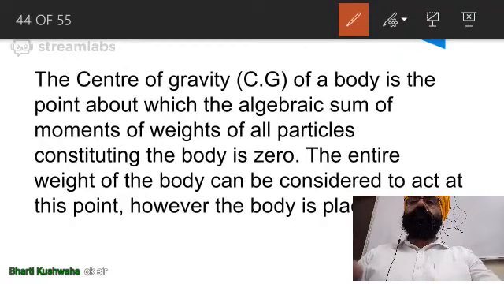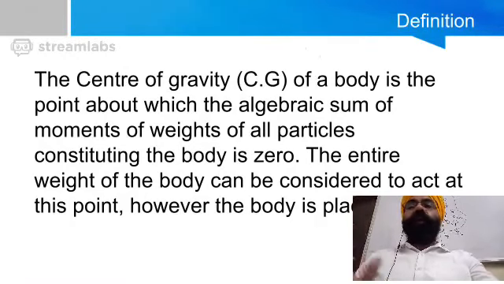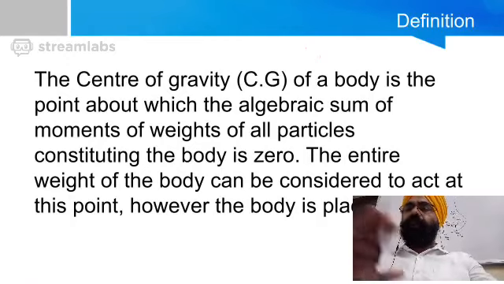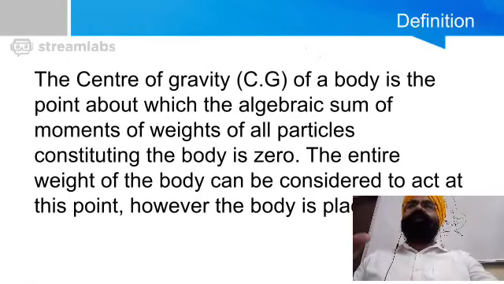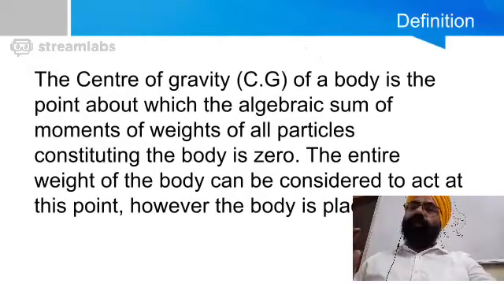So the center of gravity of a body is the point about which the algebraic sum of moments of weights of all the particles. We took just a few. There are numerous, millions of them, and all of them have weight. All of them are directed towards the earth. All of them create a moment.